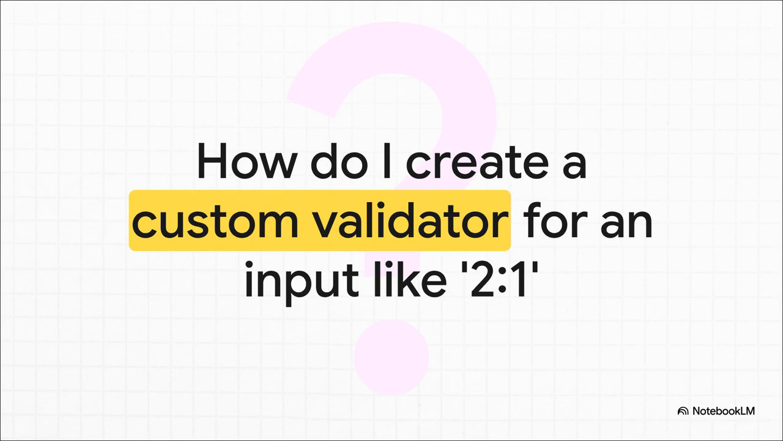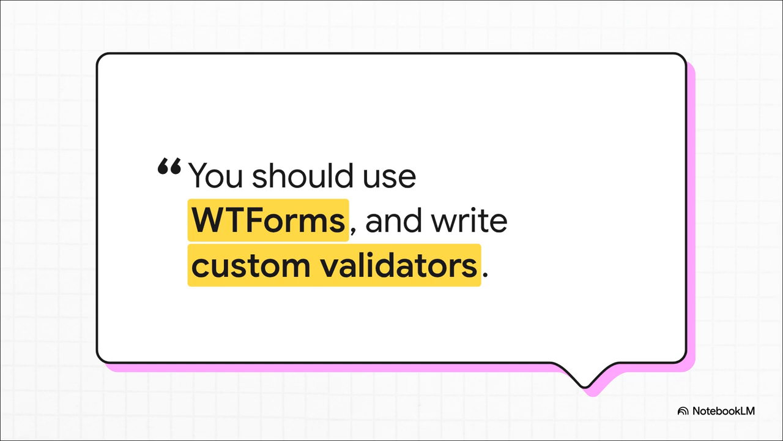A developer needs to validate a sports score, and it has to be in this specific format, number, number, like 2-1. There's just no built-in validator for something like that. And the community over on Reddit confirms what you'd hope to hear. The right way to do this isn't to hack something together. The best practice is to stick with the framework and extend it. WTForms is designed for this. The solution is to create your own clean, reusable validator, not to clutter up your view function with messy logic.